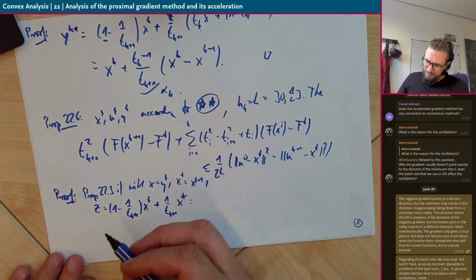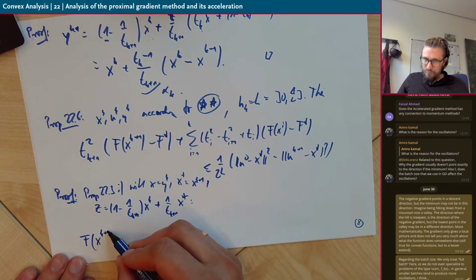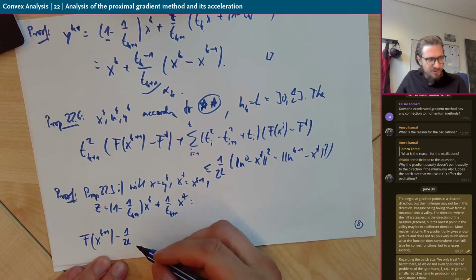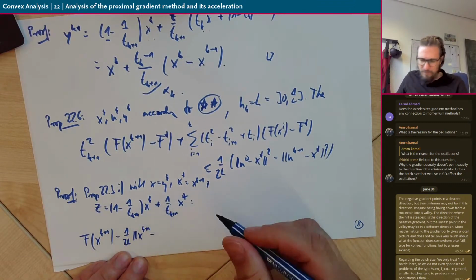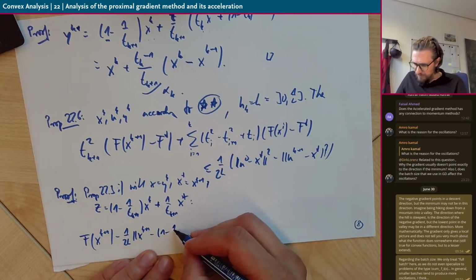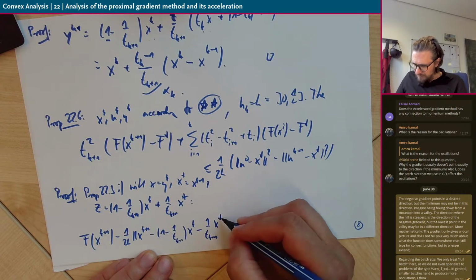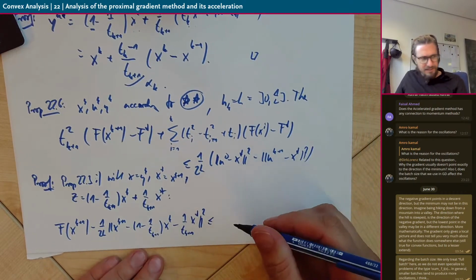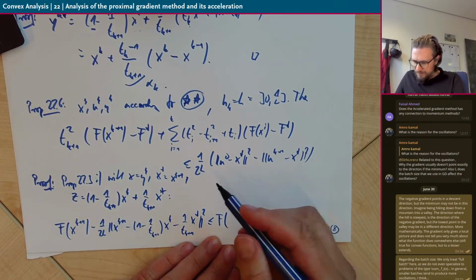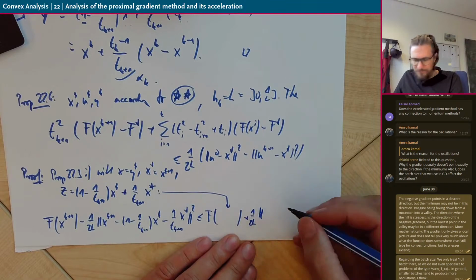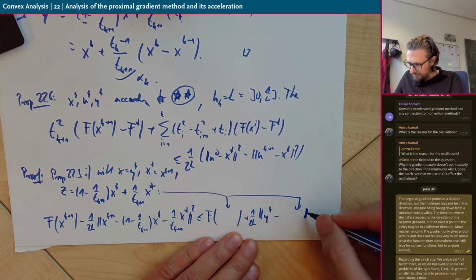So if we do that, we get f of xk plus 1 minus, with h instead of t again, 1 over 2h times xk plus 1 minus z, which is this guy here, so 1 minus 1 over tk plus 1 xk minus 1 over tk plus 1 x star squared, is smaller than f of this, which is what z is here, this goes also in here, plus 1 over 2h, and here we have yk minus again the same guy. I'm too lazy to write it down right now.